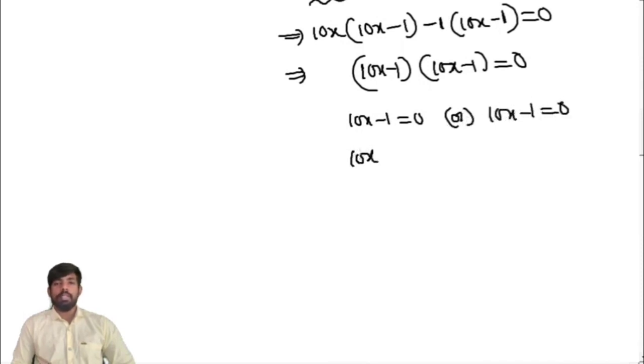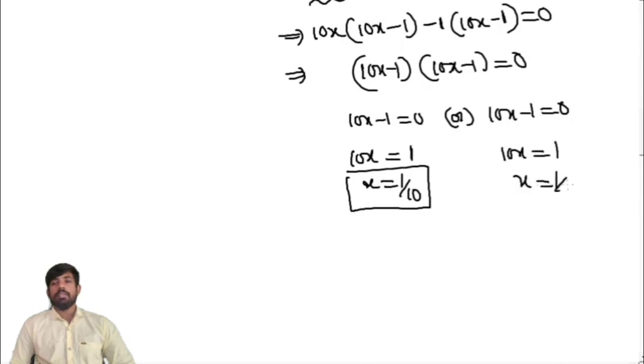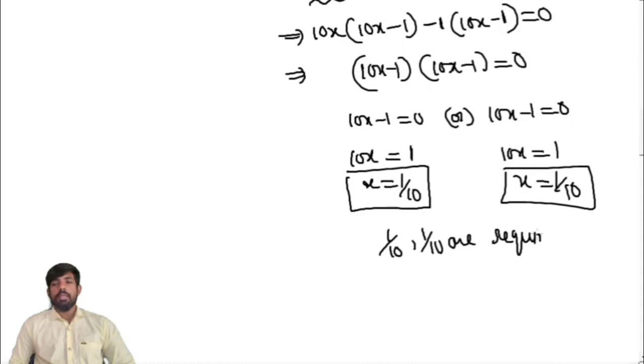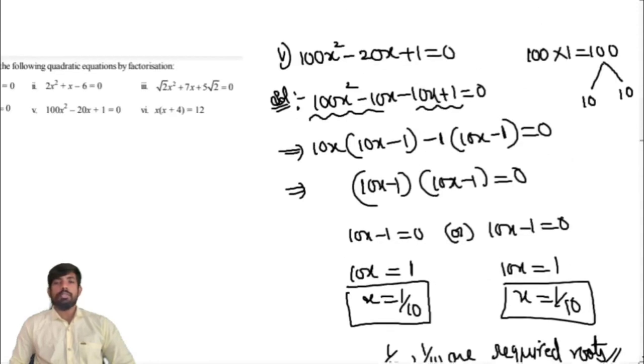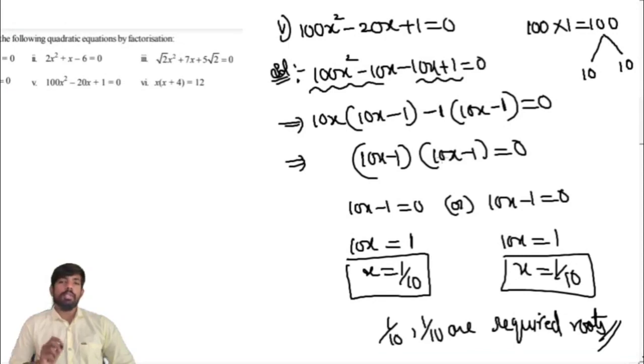Therefore 10x, send 1 to the right hand side, minus 1 plus 1, right? Multiple is there, so x is equal to 1 by 10, divide it will become. Similarly 10x is equal to 1, x is equal to 1 by 10. Therefore 1 by 10 are the required roots. That's all. This is the solution.